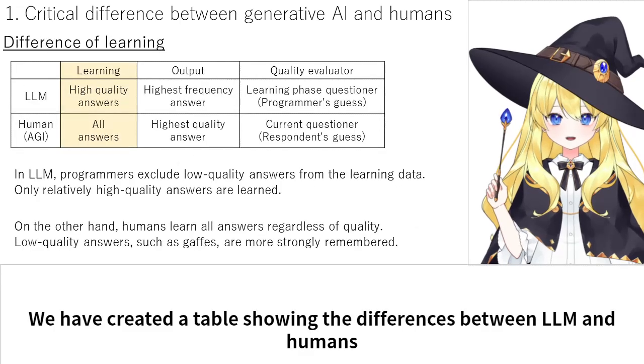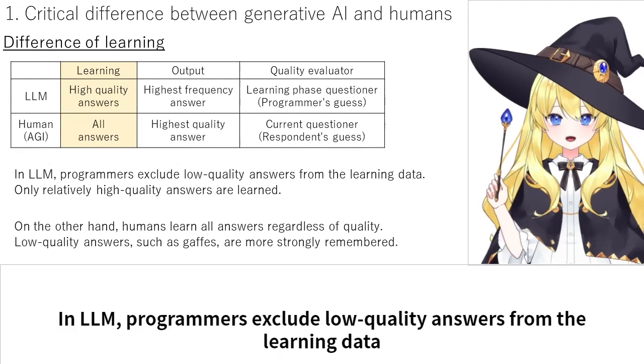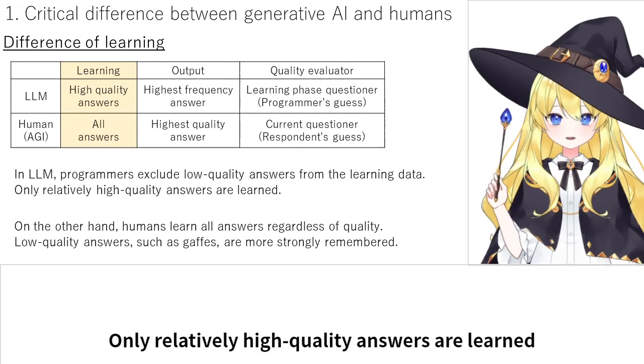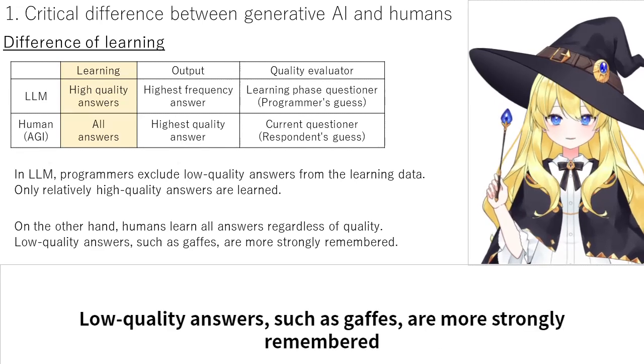We have created a table showing the differences between LLM and humans. First, let's look at the differences during learning. In LLM, programmers exclude low-quality answers from the learning data. Only relatively high-quality answers are learned. On the other hand, humans learn all answers regardless of quality. Low-quality answers, such as gaffes, are more strongly remembered.